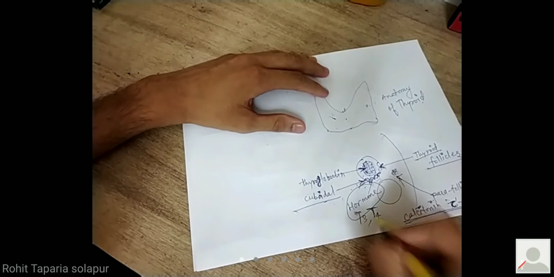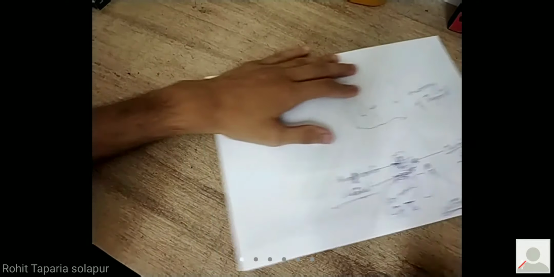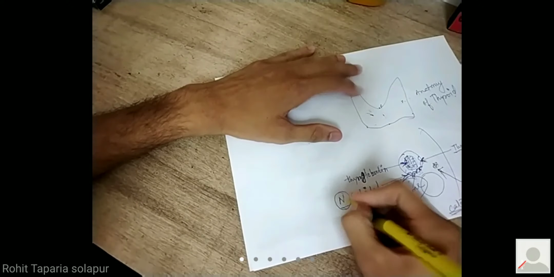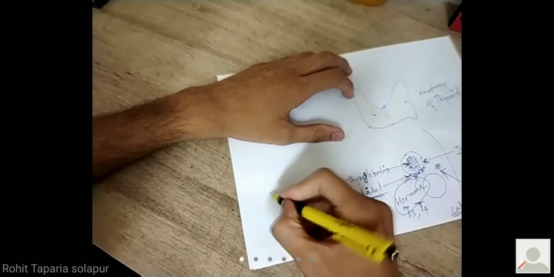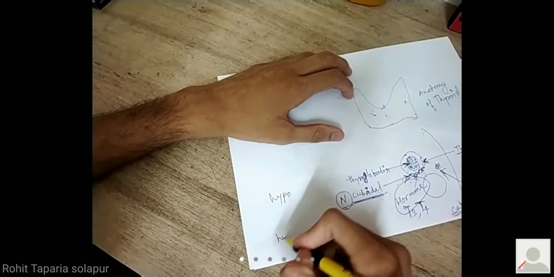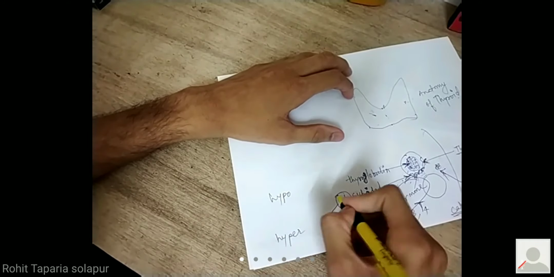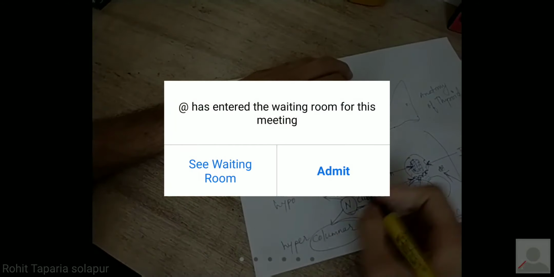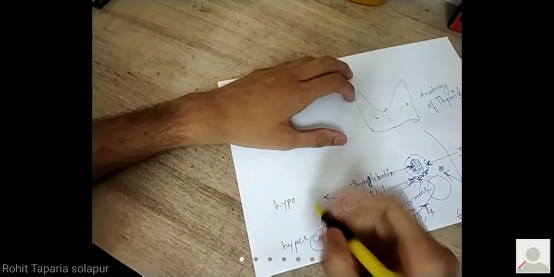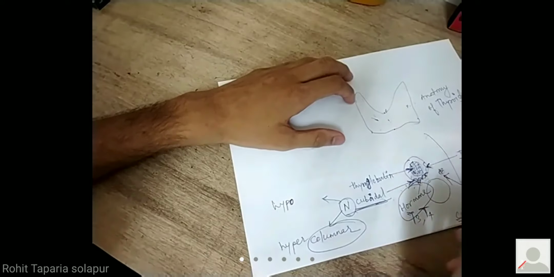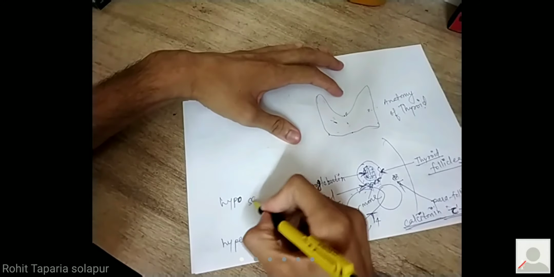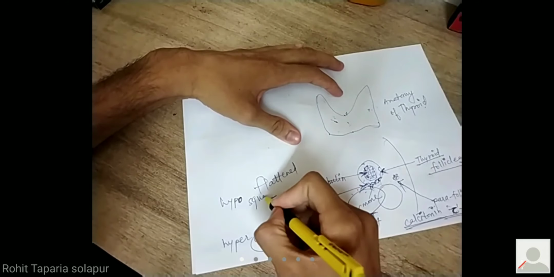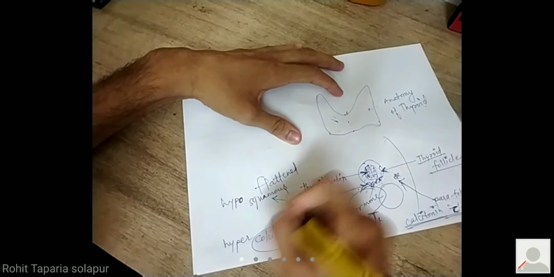Let's see. Now, one thing. This is the normal cuboidal epithelial lining. If it is hyposecreting and if it is hypersecreting, then these cells become columnar in shape, and if in case of hypo, they will become what? Squamous epithelium. They will become flattened. Okay, this physiological change can also occur.